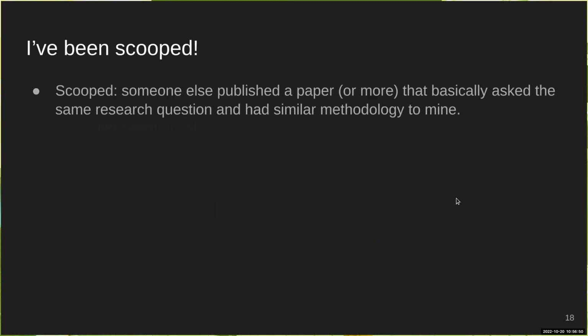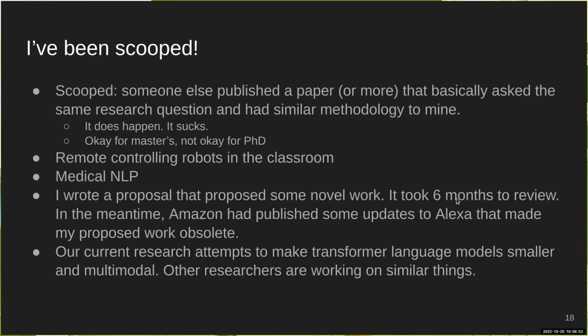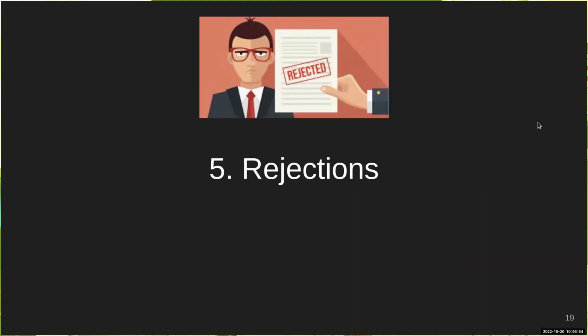So we talked about getting scooped. These are all the things I already talked about. They're just listed out here. Let's go to rejections, number 5.